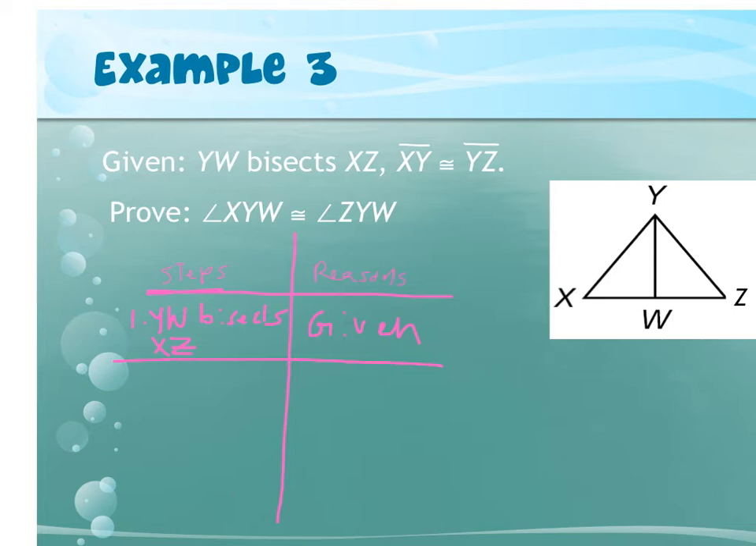So we're starting off with the given. This is a proof, just like we've been doing before, like with 4.6. So we're taking the first part of the given and writing it in step 1, and our reason is given, because it was stated right here in the given.